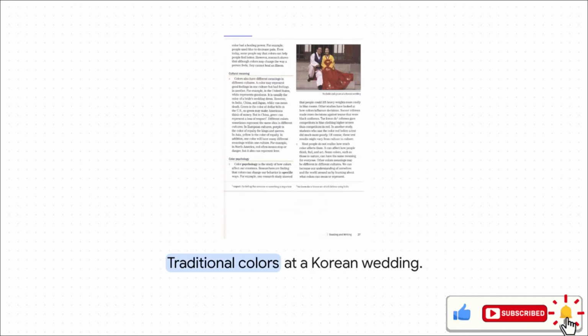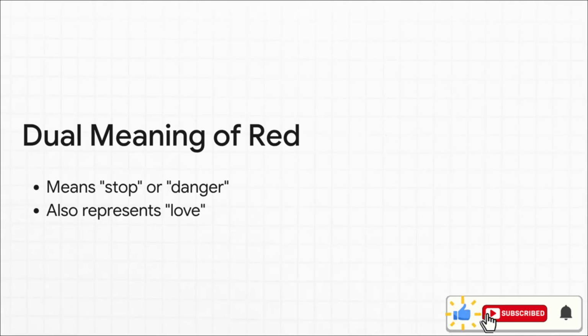You can see this cultural difference perfectly right here. Just notice the vibrant reds, yellows, and blues worn by the bride and groom at a traditional Korean wedding. It is a massive shift from the stark white dress you'd see in a Western wedding. It perfectly illustrates that we actually learn to associate feelings with colors based entirely on the society we grow up in.